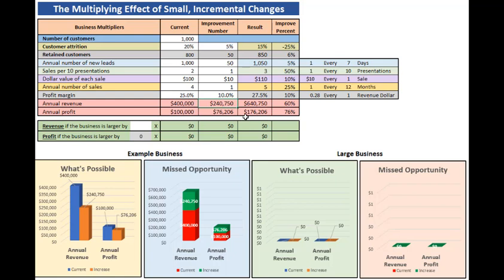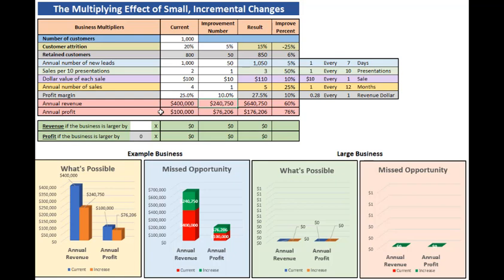$176,206, a bump of $76,206. Now that's money in their pocket that they didn't have and that they wouldn't have had they not made these small increases. Now remember, this is a very small business that we've been talking about. Annual revenues of only $400,000 and a very small $100,000 profit.